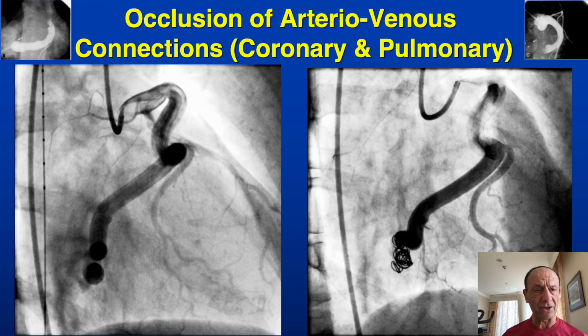So this is the angiogram. You can see the circumflex to the coronary sinus drainage, and this is the angiogram after 6 coils. The circumflex is patent and the other branches are patent as well.